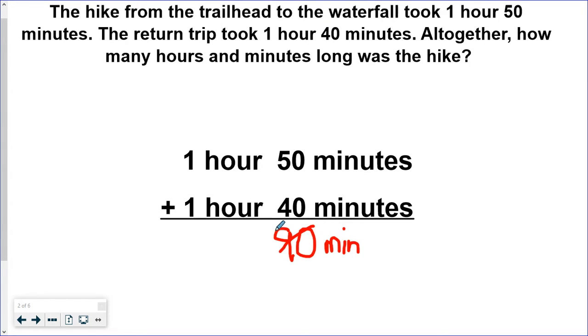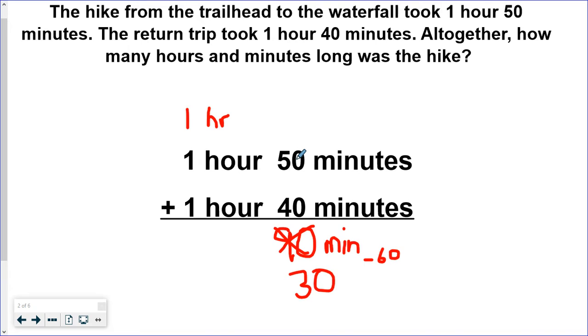So I'm going to cross the 90 out. I'm taking 60 minutes out, and that's going to leave me with 30 minutes left over. Okay, so now I've got 30 minutes. But now that I took that 60 minutes out, I'm going to convert that 60 minutes to 1 hour, and I'm going to add 1 hour to this column up here.